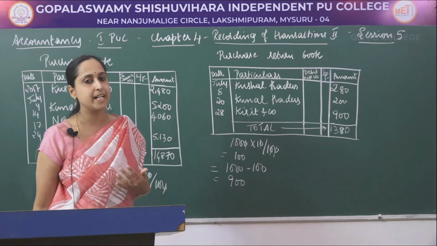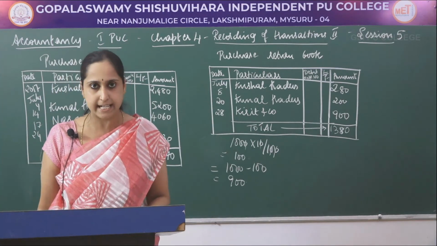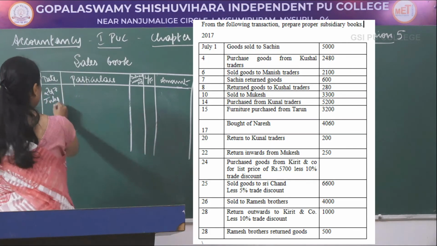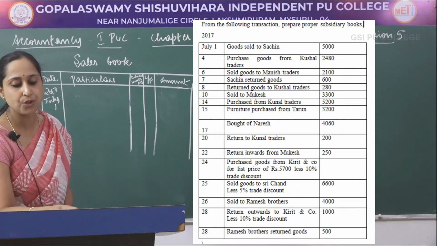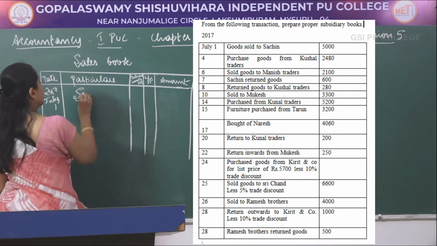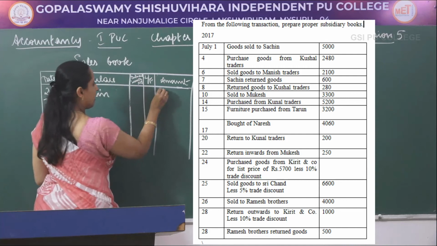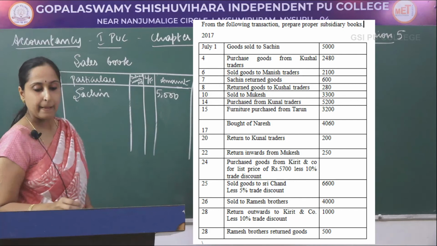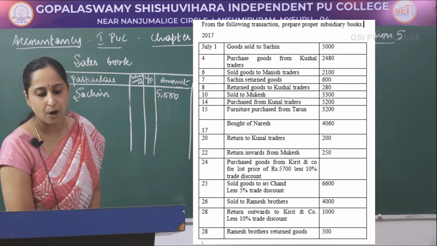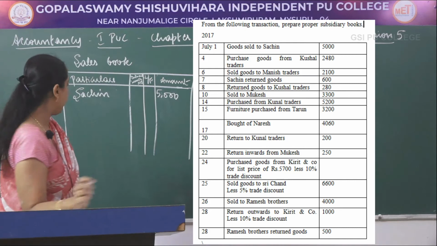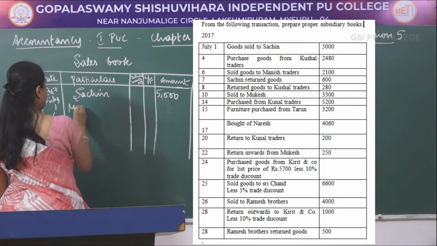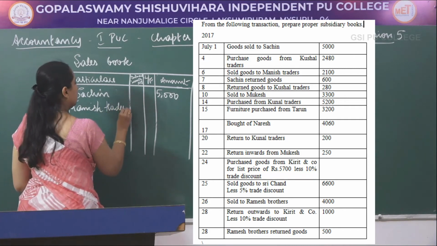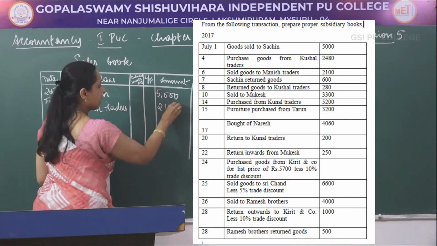So now next let us enter the transactions into the sales book and sales return book. On 2017 July 1st, we have sold goods to Sachin worth rupees 5,000. So here we have to record Sachin's name, worth rupees 5,000. On 6th, we have sold goods to Manish Traders worth rupees 2,100.